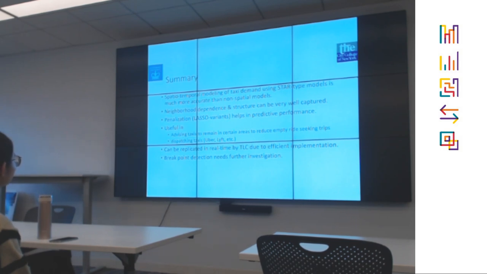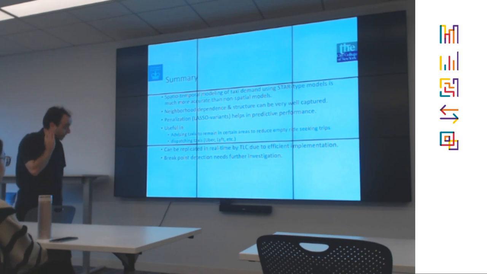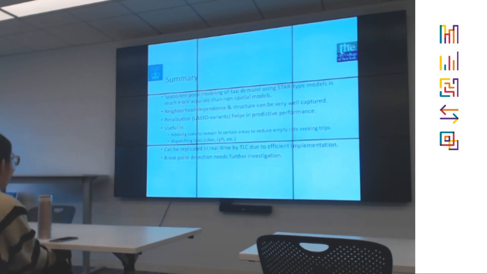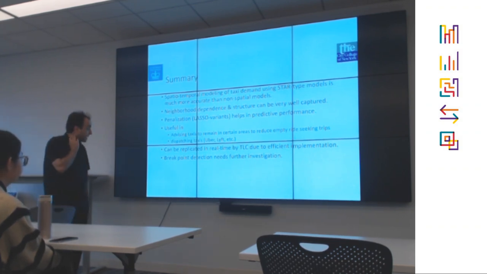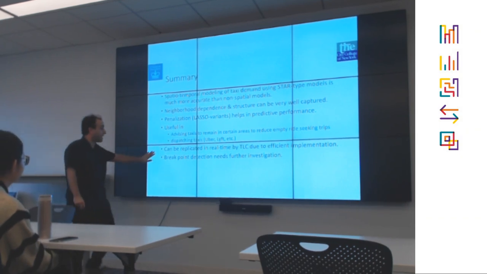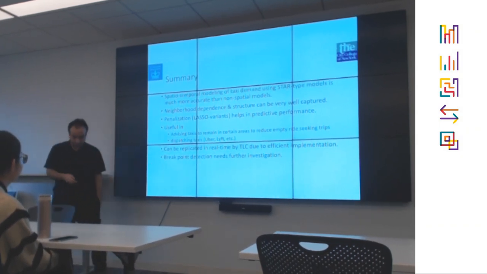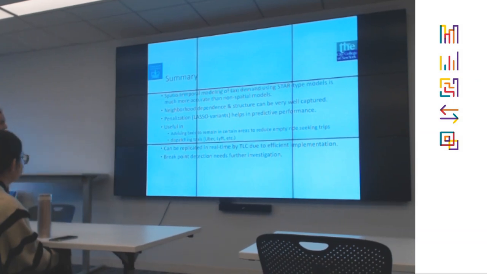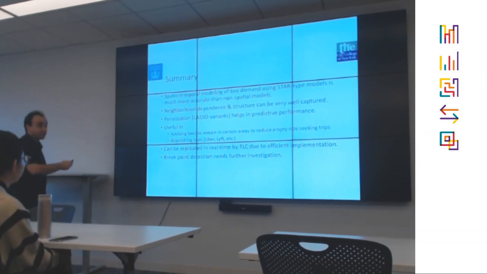So let me summarize. We did spatial temporal modeling for yellow cab demand in New York City. We used neighborhood structure and we used penalization methods to do efficient implementation. Since it's so fast, it could be replicated in real time and it could be used in practice. But breakpoint detection is something that we need to take a look at further.